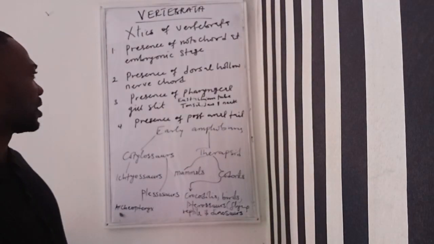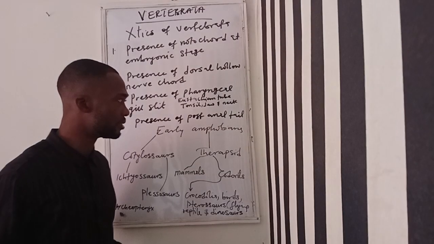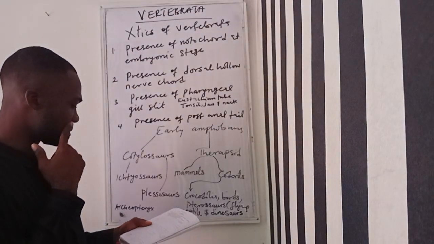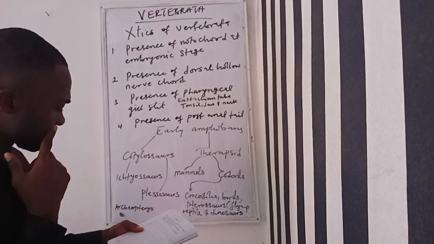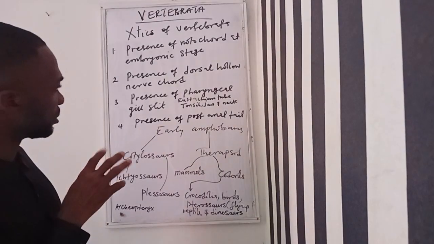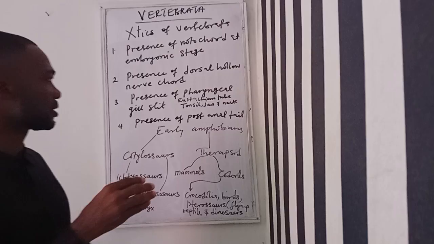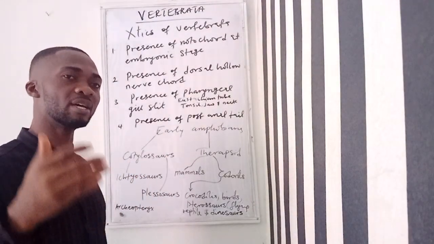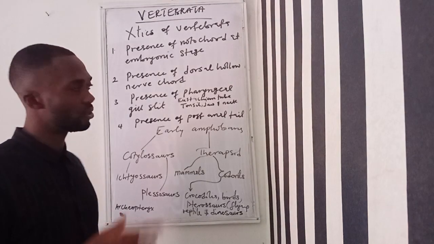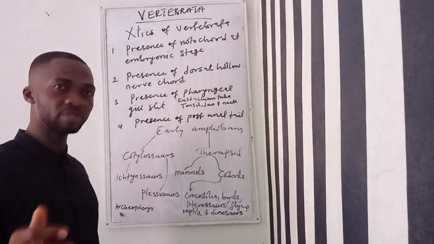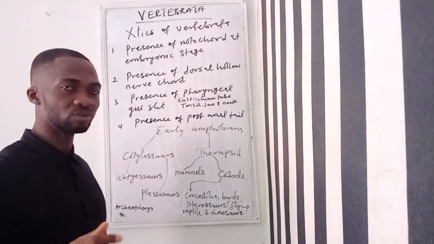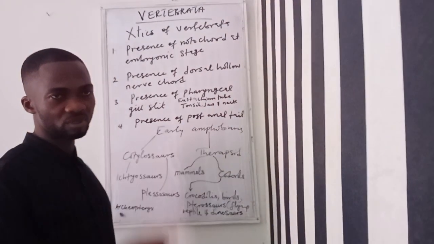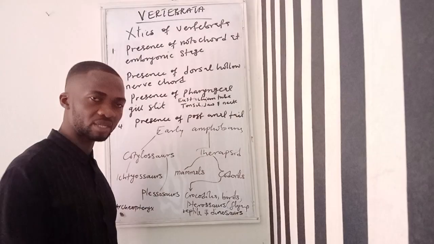You also see it in vertebrates, but there is a little modification. In fishes, in amphibians, and even in reptiles, you discover that the tail persists all through their life, though we have some exceptions. Like in frogs, the tail is usually found at the tadpole stage.